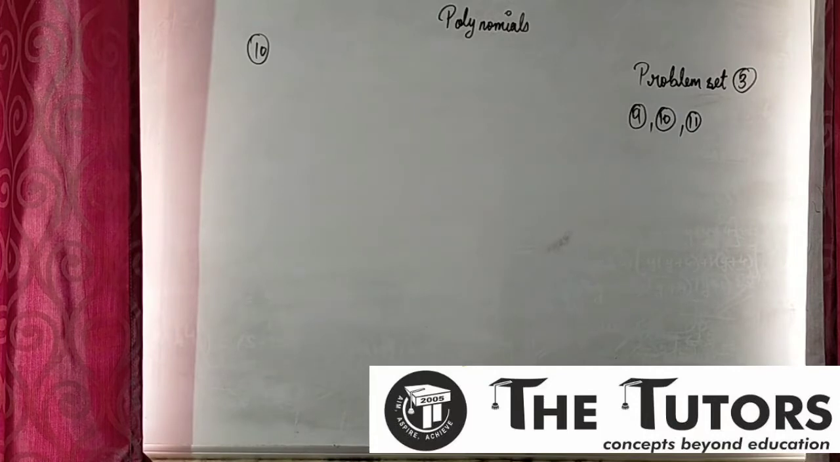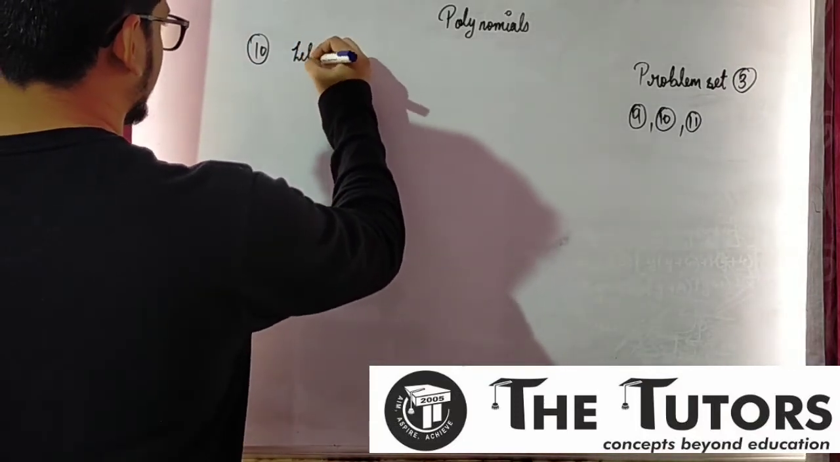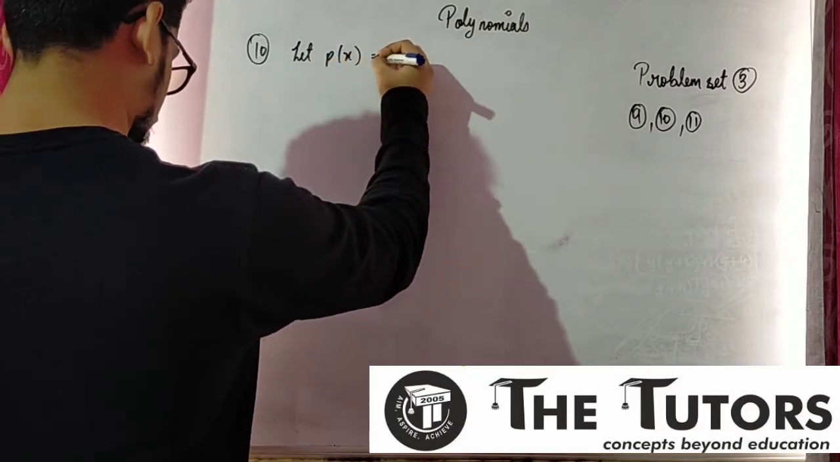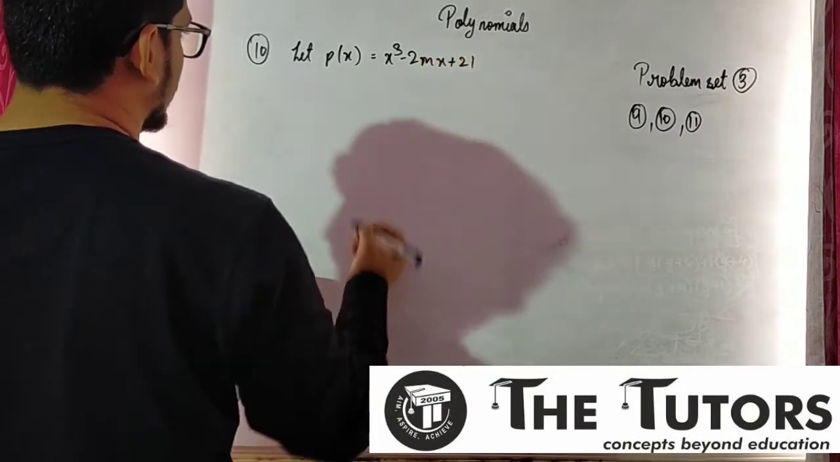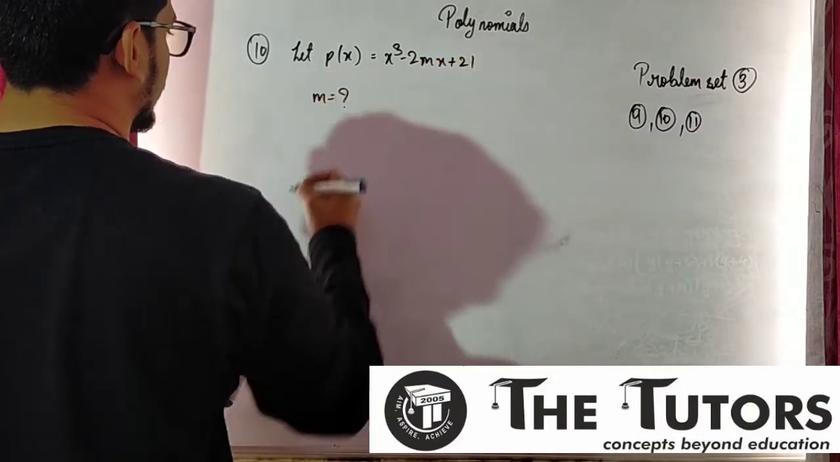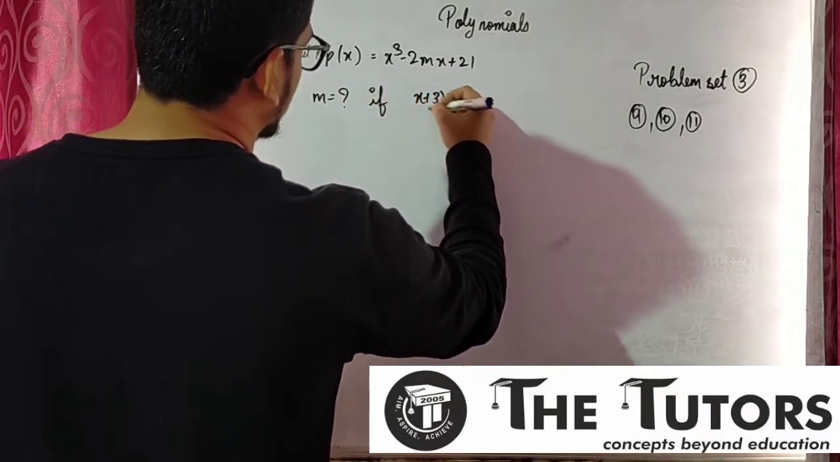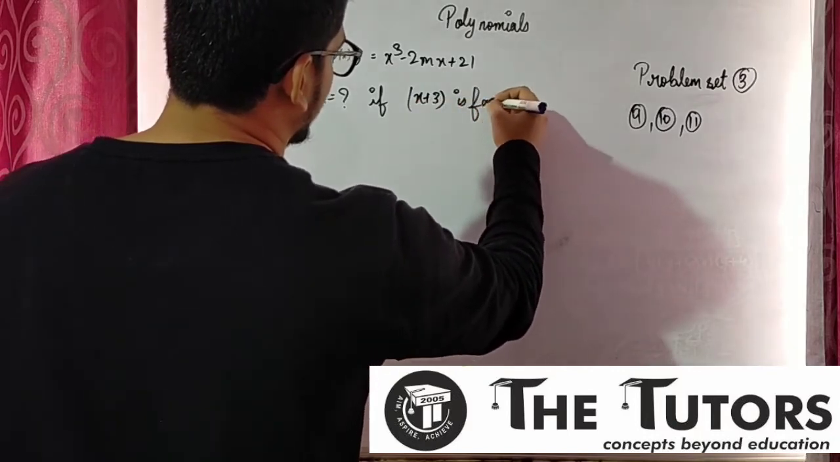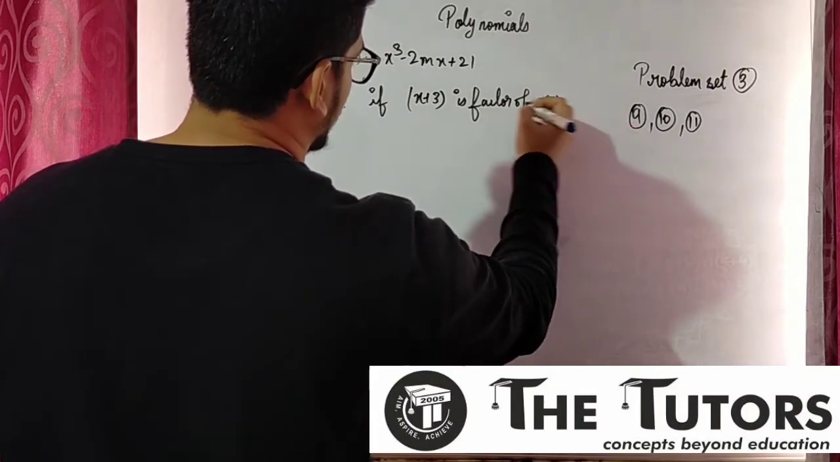Problem set 3, question number 10. For which value of m, x plus 3 is the factor of the polynomial x cubed minus 2mx plus 21. Let me just simplify it for you. आपको polynomial लिया, let p of x is equal to x cubed minus 2mx plus 21. आपको find out करना है m की value, if x plus 3 is factor of p of x.